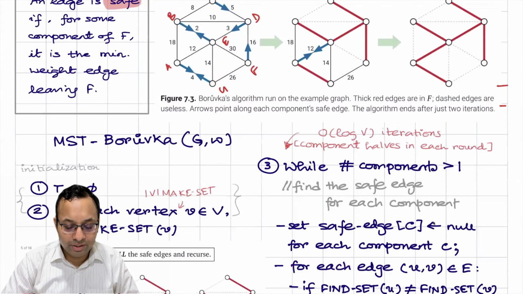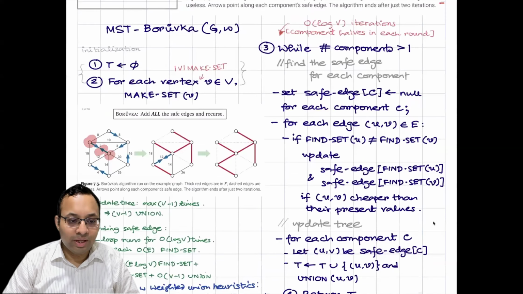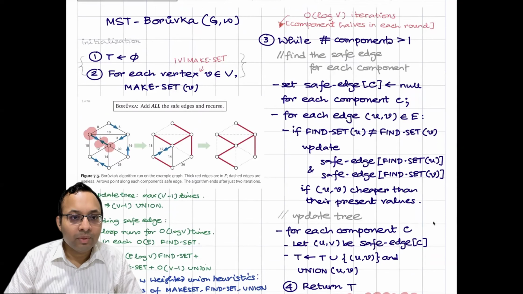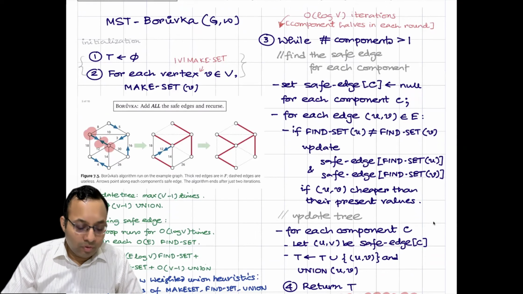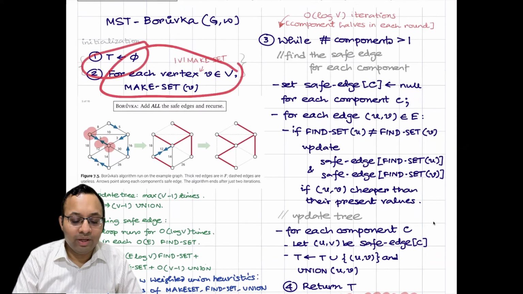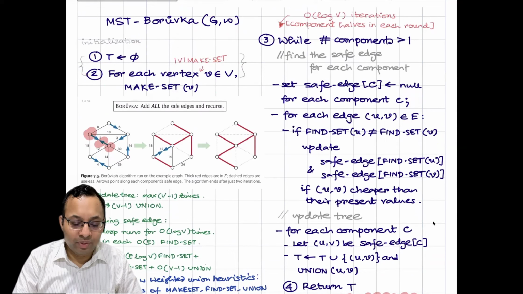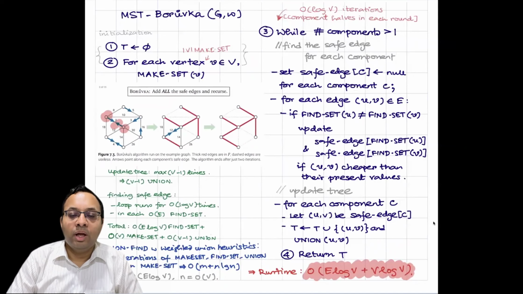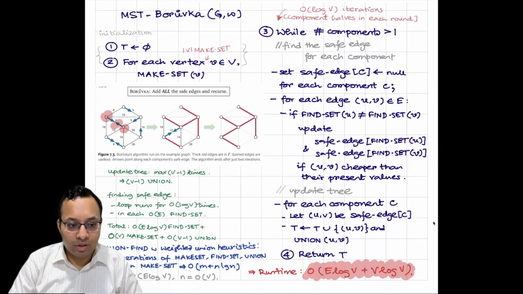Now let's look at the implementation details. We can use union-set data structures again, but we don't even need the complicated path compression, etc. We'll use the first one. So in this case, again, we are given G and W as input. G is the graph, W is the weight. Initially we start with an empty tree, and for each vertex we make a singleton set, make set V. This part is the same as Kruskal. The difference is in this part. Now we run a loop. And while the number of components is more than one, since finally we want only one component where everything is connected, we run the loop.